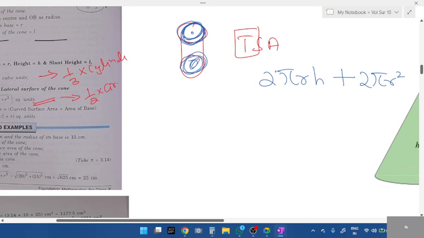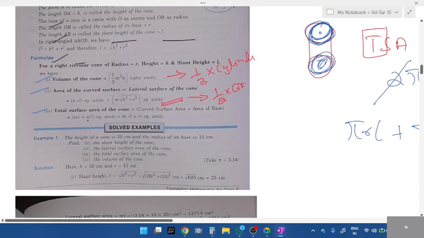Right? When it comes to a cone, just ignore the 2 because it is a narrow diagram, and instead of h, it is L. Pi r L plus pi r square. Can you see the formula?